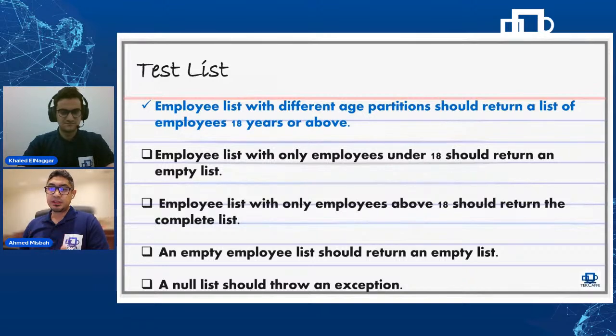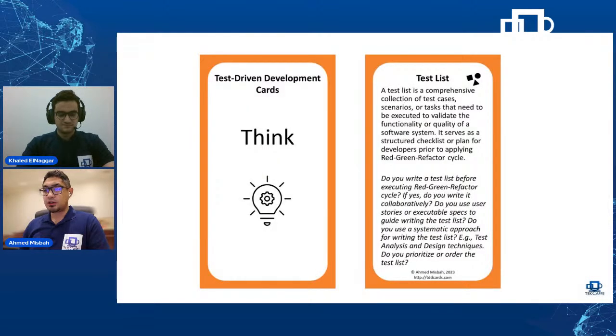And if you compare this list with the test before, this has been ordered differently. Why is that? Because going back to the card asks, do you prioritize or order the test list? And this is something that you are actually supposed to do. And if you get the TDD cards, you will find out that there are many other cards that help you determine which tests to start out with. And these patterns are from many different books and guidelines.